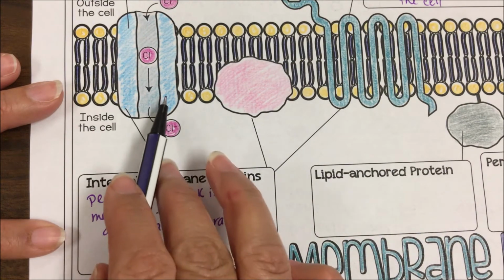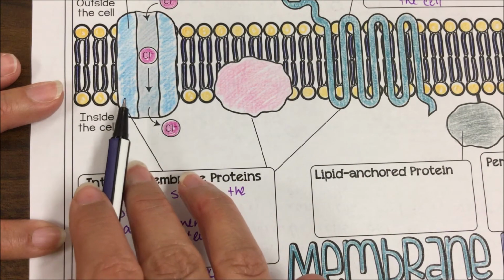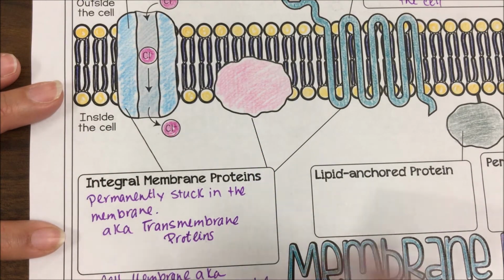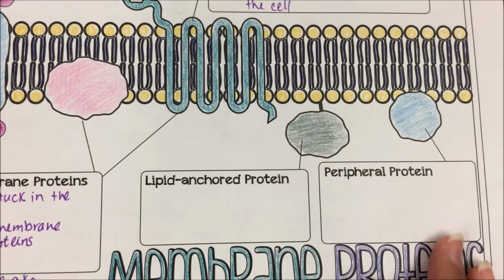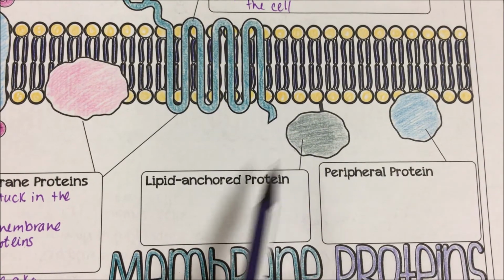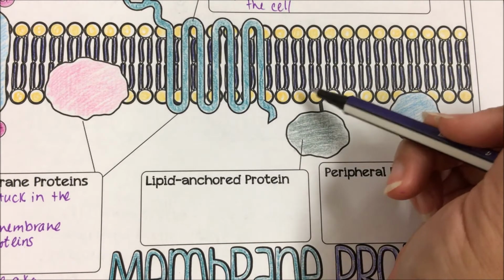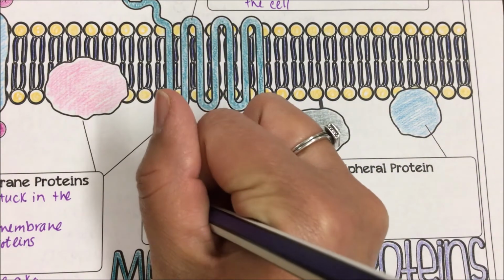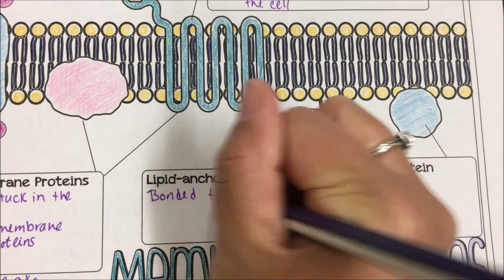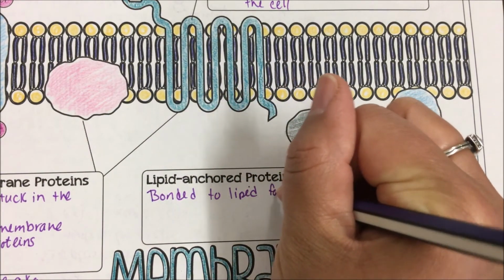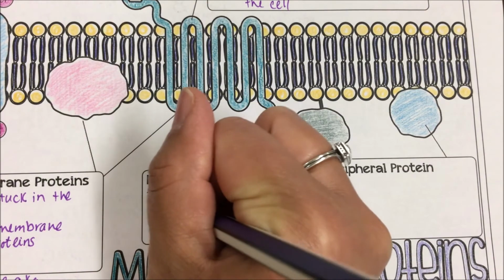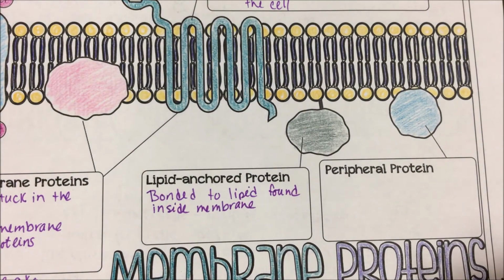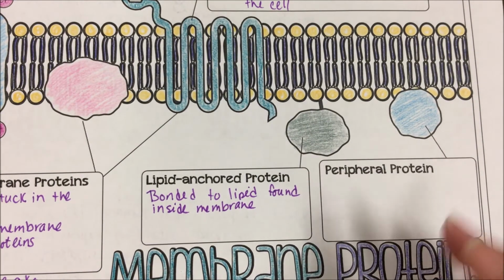And so we have some parts that are hydrophilic, and that's why they stick to the phosphate group, and some parts that are hydrophobic, and that's why they stick right here to the tails. We also have this guy right here. It's a lipid-anchored protein. That's pretty self-explanatory. It's bonded to the lipids that are part of these little phospholipid tails, so bonded to lipid found inside the membrane. All right, so they're lipid anchored.